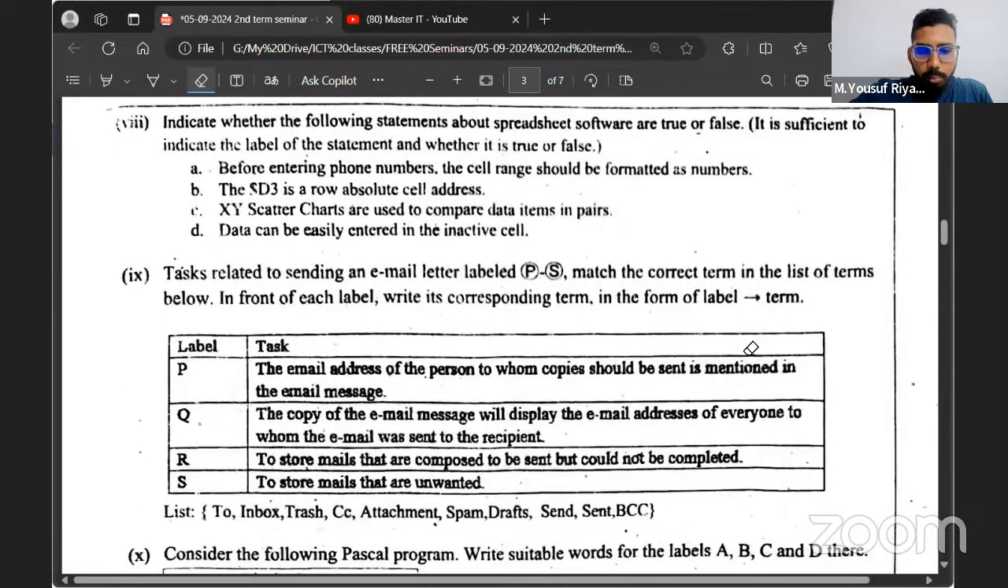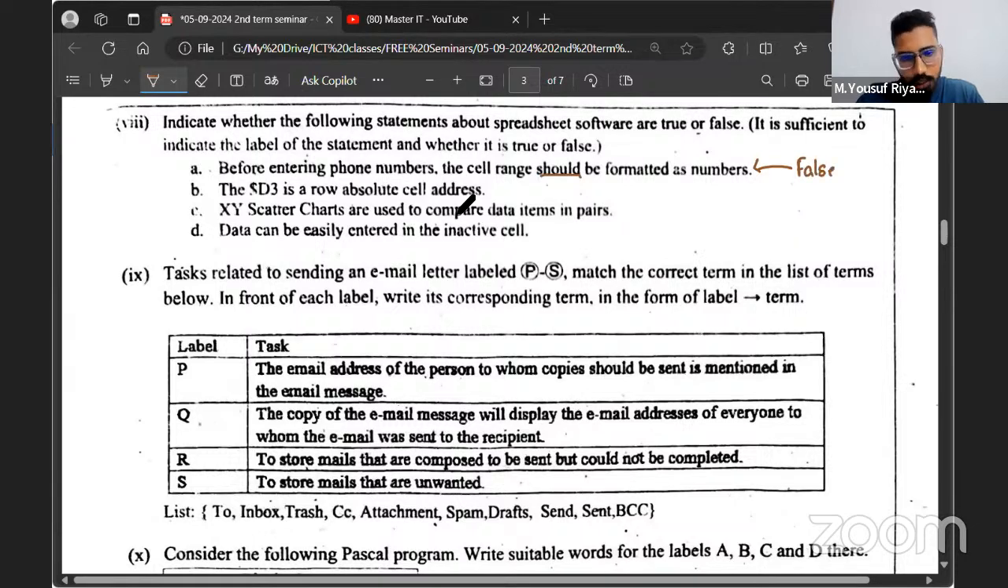Indicate whether the following statements about spreadsheet software are true or false. It is sufficient to indicate the label of the statement and whether it's true or false. Before entering a phone number, the cell range should be formatted as numbers. Is it compulsory to do this? No, it is not compulsory. So I'm going to mention false because they mentioned should.